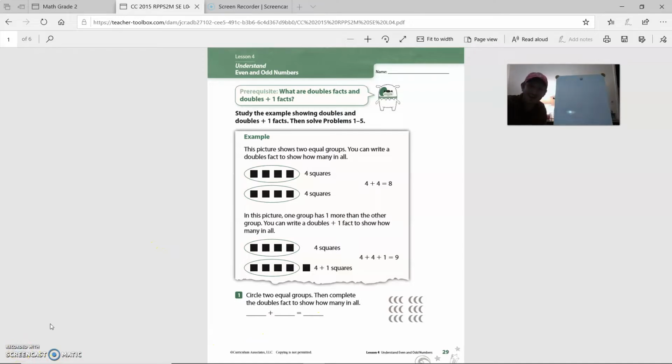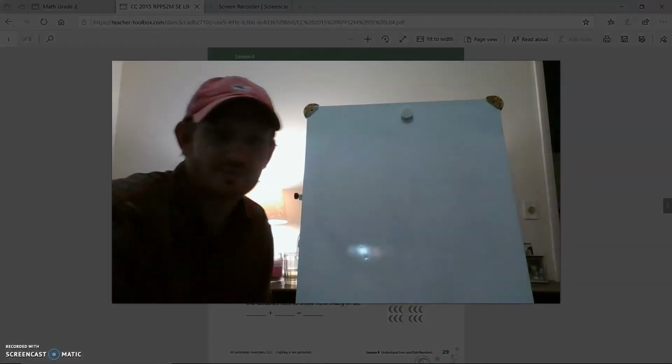Okay, by now you should have your packet out, or you should have taken a look at it, and let's just jump right in with the practice problem. So the example says, this picture shows two equal groups. You can write a doubles fact to show how many in all. We have two groups of squares, each have 4 squares in them. Let's draw the picture ourselves.